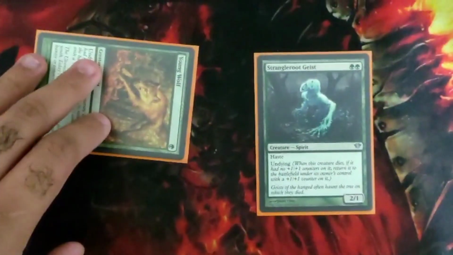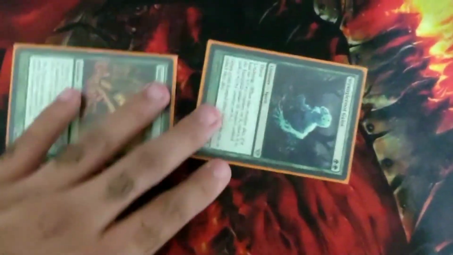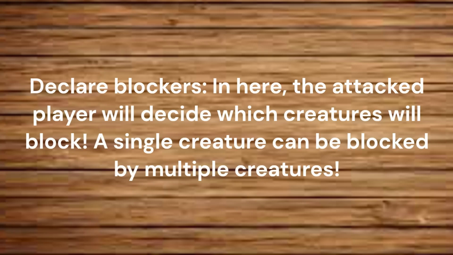Declare attackers. In this step, the attacking player will choose which creatures will attack by tapping them, turning them 45 to 90 degrees to illustrate it. Declare blockers. And here, the attacked player will decide which creatures will block. A single creature can be blocked by multiple creatures.